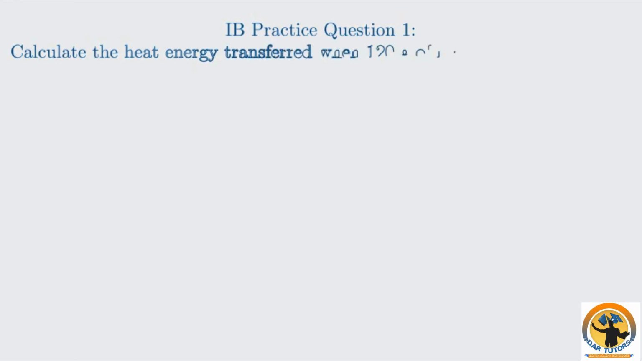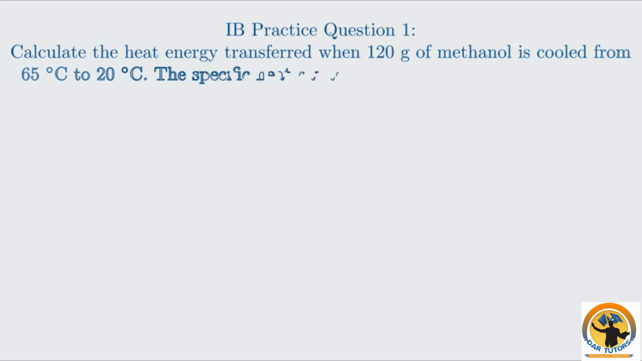Question 1 asks us to calculate the heat energy transferred when 120 grams of methanol are cooled from 65 degrees Celsius to 20 degrees Celsius. The specific heat capacity of methanol is 2.14 joules per gram per Kelvin.